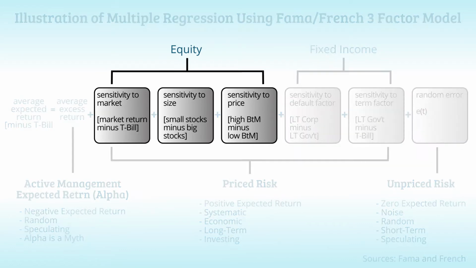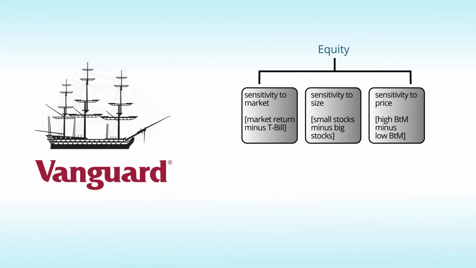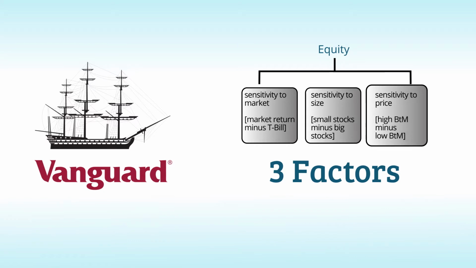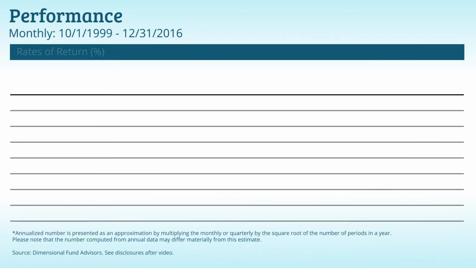If we were to give a practical example, looking at the Vanguard Value Index Fund, we would want to know how much the fund's variation is attributable to the market, size, and relative price factors independently. This is a multiple regression using the Fama-French three-factor model. By figuring out a fund's exposure to these factors, we can start to make statements about future performance.